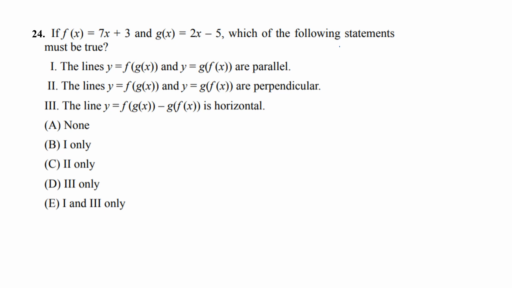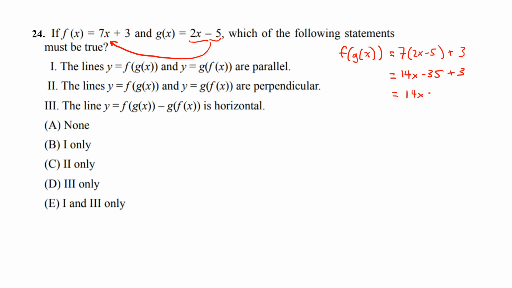So let's try to do f. Let me do this in red. F of g of x first. Let's write that out. We know that g of x is 2x minus 5, so we just plug that in as our x value in f. And that gives us 7 times 2x minus 5 plus 3. Let's simplify. 14x minus 35 plus 3. Simplify. 14x minus 32.